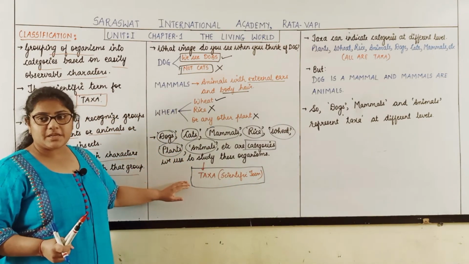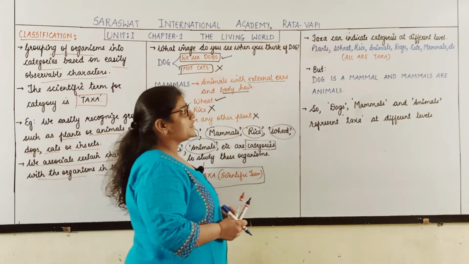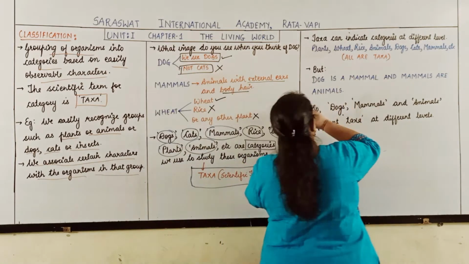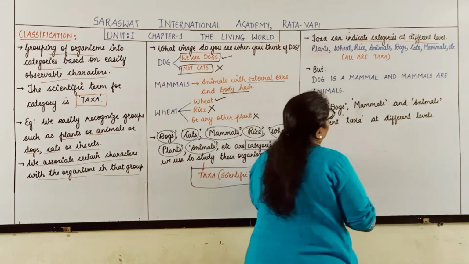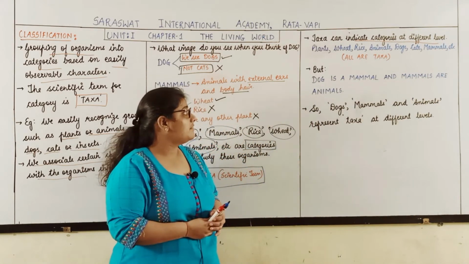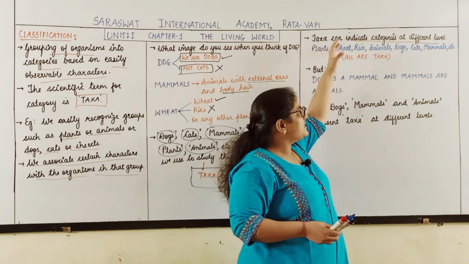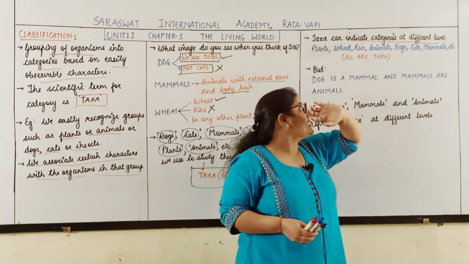What is the scientific name of a category? It is taxa. Students, taxa indicate the categories at different levels. Very important. Say for example, we know that plants, rice, wheat, mammals, dogs, etc. What are they? They all are taxa.